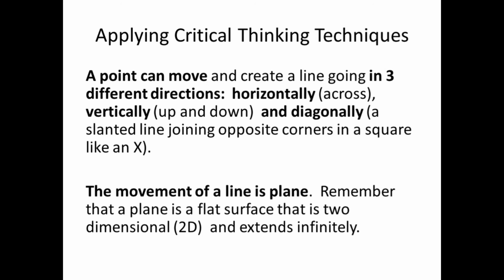A point can move and create a line in 3 different directions. Horizontally, which goes across, vertically, which goes up and down, and diagonally. Think of a square and making an X inside of the square. That's a diagonal line. So the movement of a line is plane. Remember that a plane is a flat surface that is 2-dimensional and extends.